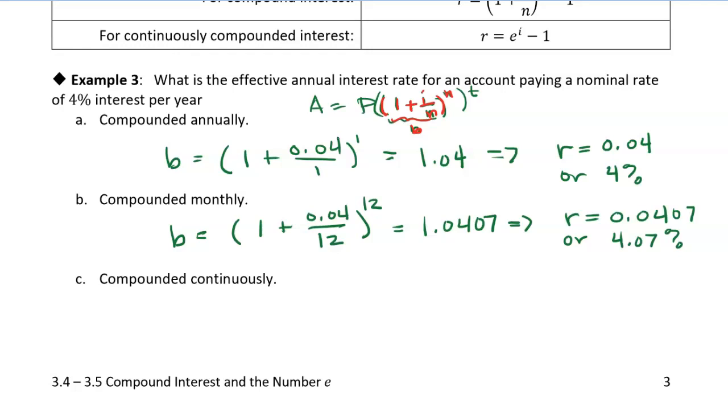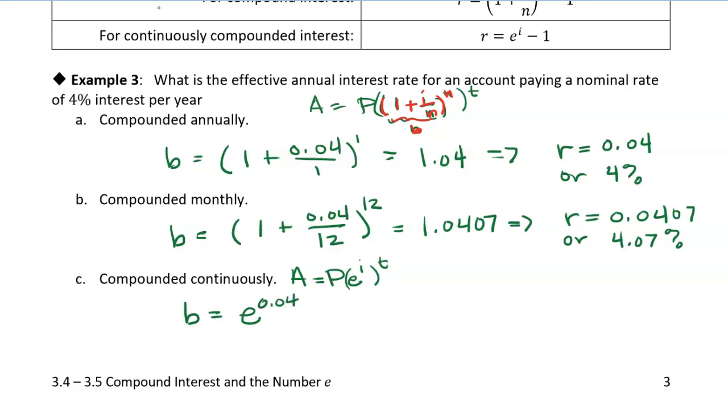All right, let's look at compounded continuously. So now our B, let me write out its formula: A is equal to P e to the I t, right? But I'm going to pull out the t. So B is e to the I. So it's just going to be e to the 0.04.